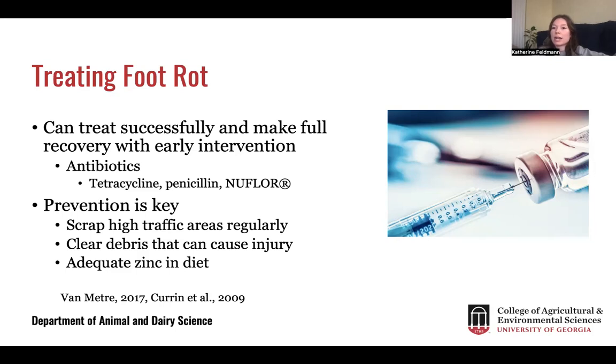And another important aspect is the diet. So making sure that there's adequate zinc, because zinc is really important in the integrity of the skin and the hoof. So even if there are those sharp objects, that can kind of help make sure that a puncture does not actually happen.